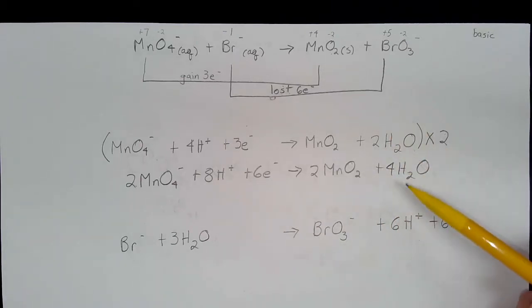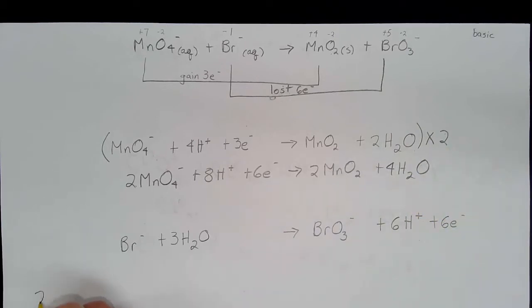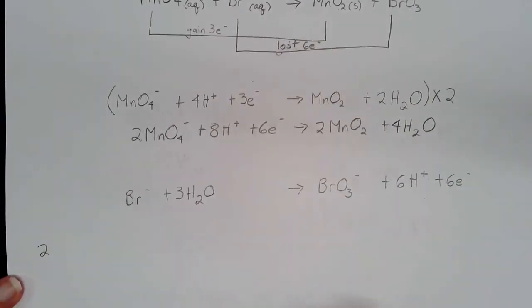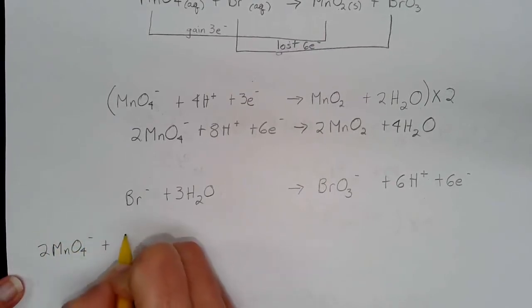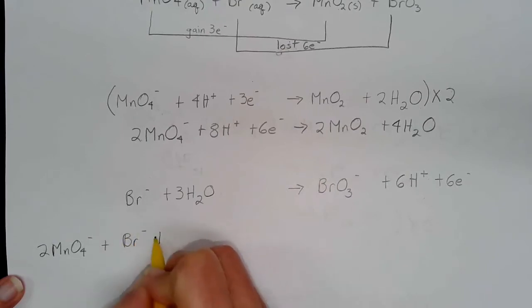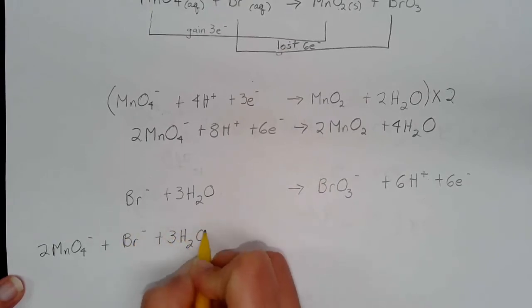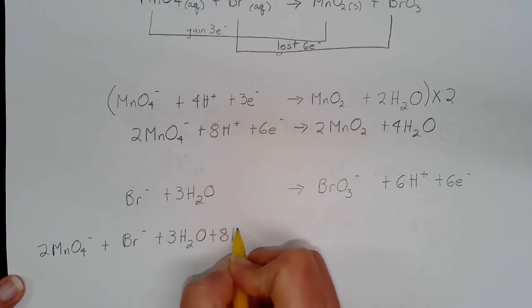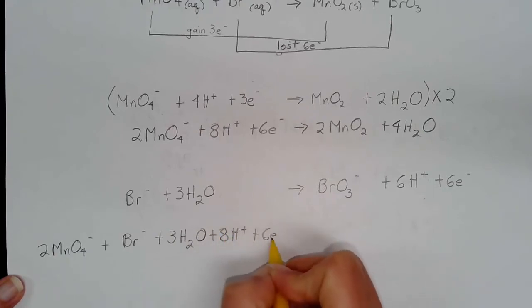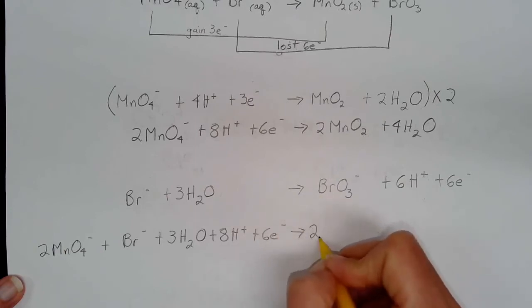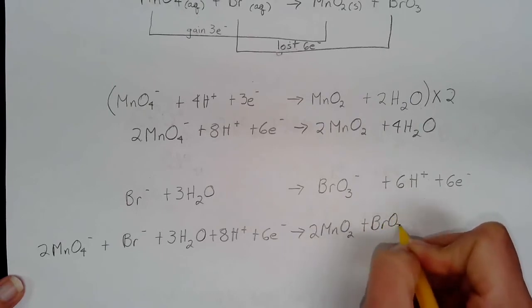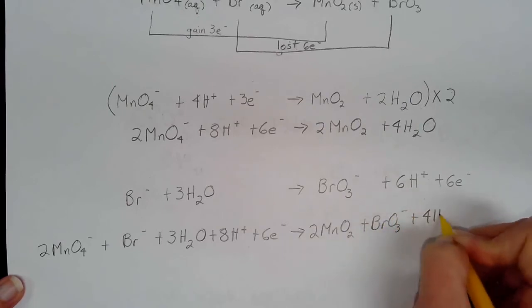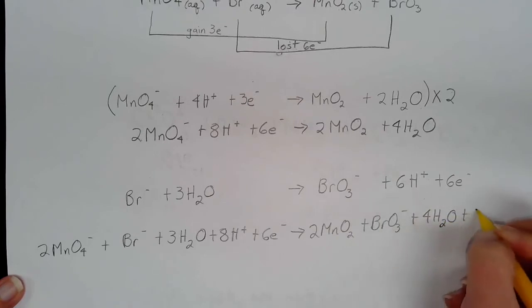Okay, now we can combine these. We have 2 permanganate ions plus the bromide ion plus 3 water molecules plus 8 hydrogen ions plus 6 electrons yields 2 manganese 4 oxide plus the bromate ion plus 4 waters plus 6 hydrogen ions plus 6 electrons.